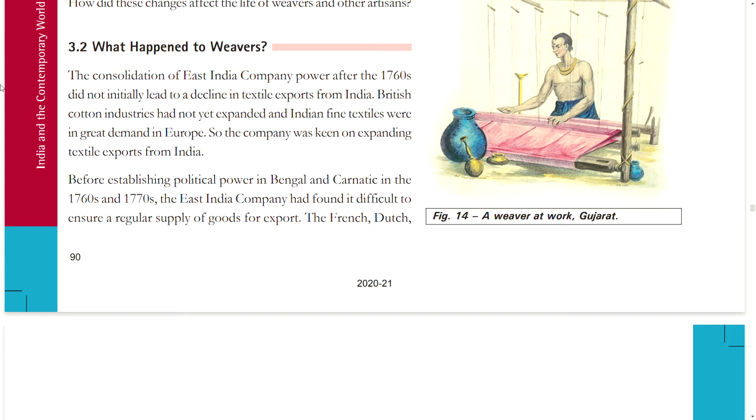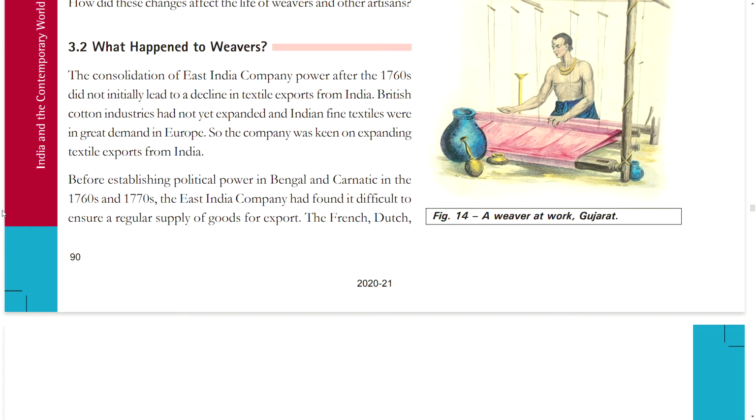The consolidation of East India Company power after the 1760s did not initially lead to a decline in textile exports from India. British cotton industries had not yet expanded and Indian fine textiles were in great demand in Europe, so the company was keen on expanding textile exports from India. Before establishing political power in Bengal and Carnatic in the 1760s and 1770s, the East India Company had found it difficult to ensure a regular supply of goods for export.